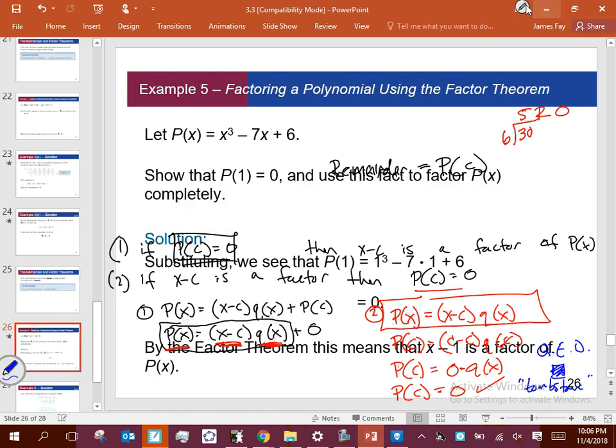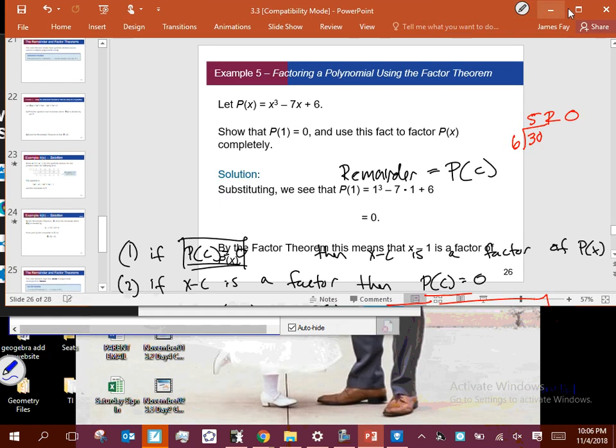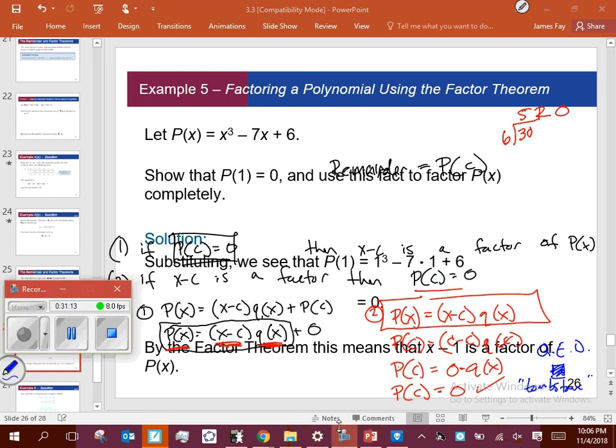All right, so let's use these things. How do we use these things? Let me check how we're doing on time real quick. All right.